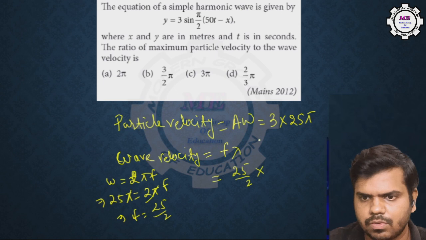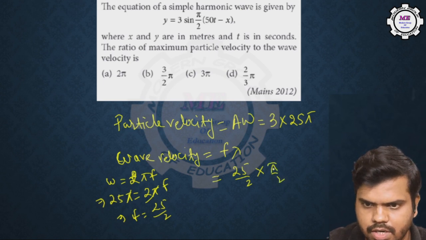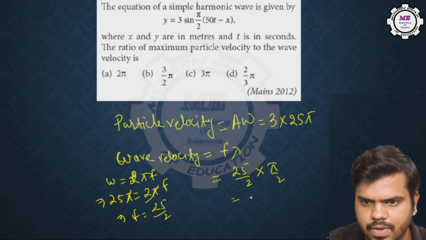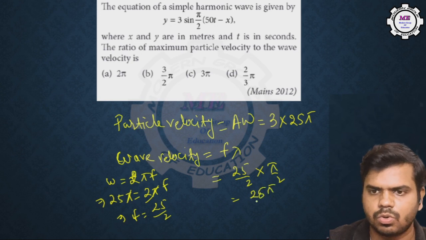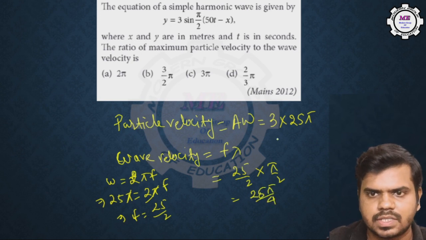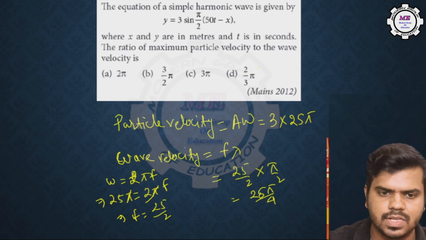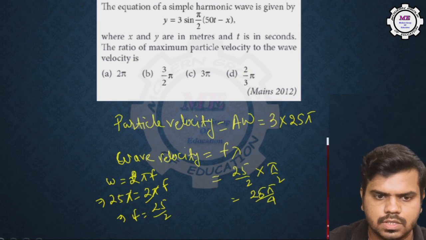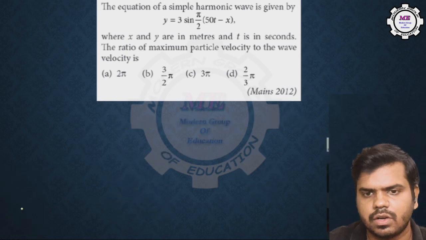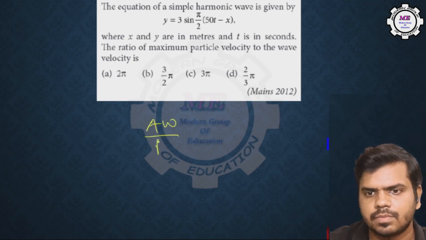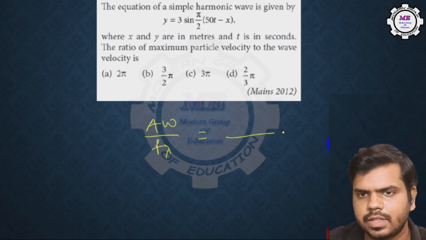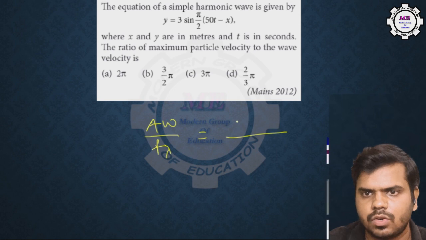Pi by 2, k is equal to pi by 2. That means 25 pi by 4. So the ratio will be maximum particle velocity to the wave velocity. I am erasing all these lines. So the maximum particle velocity will be the ratio of a omega by f lambda. That is already written: a is 3 into 25 pi.